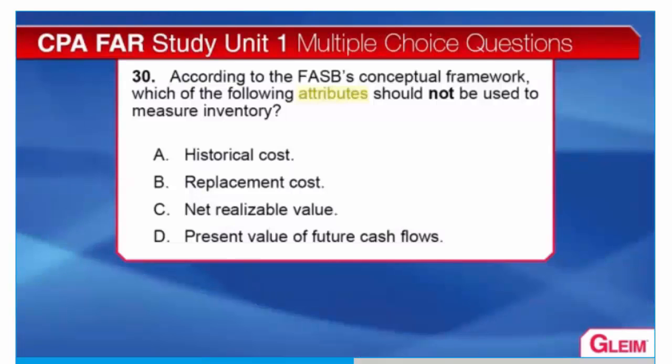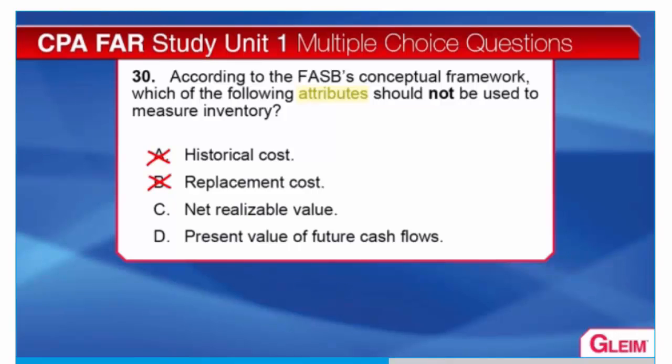Well, we know when you use the inventory methods of first in, first out, or FIFO, last in, first out, or LIFO, or the average cost, that's actually historical cost. So we know that's a good one, right? So that cannot be the answer. That's one of the attributes that we use to measure inventory, historical cost. How about replacement costs? Yep, that's also one that we use. Why? Because remember when we do lower of cost or market? Lower of cost or market takes in consideration replacement costs.